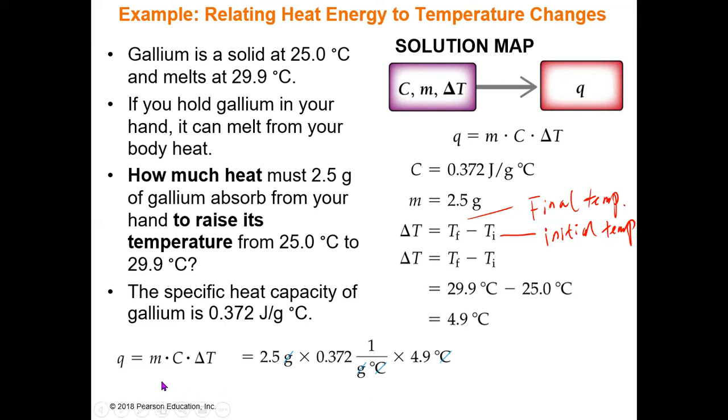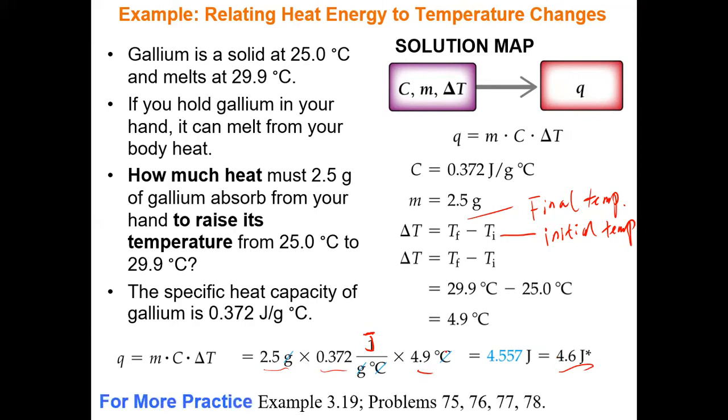Once you get those numbers ready, you have 2.5 grams for m and 0.372, in joule per gram per Celsius. You cancel out the gram, cancel out the Celsius, and you get joules. Finally, keep this answer to 2 sig figs, because this has 2 sig figs, this has 3 sig figs, and this has 2 sig figs. So you have 2 sig figs.